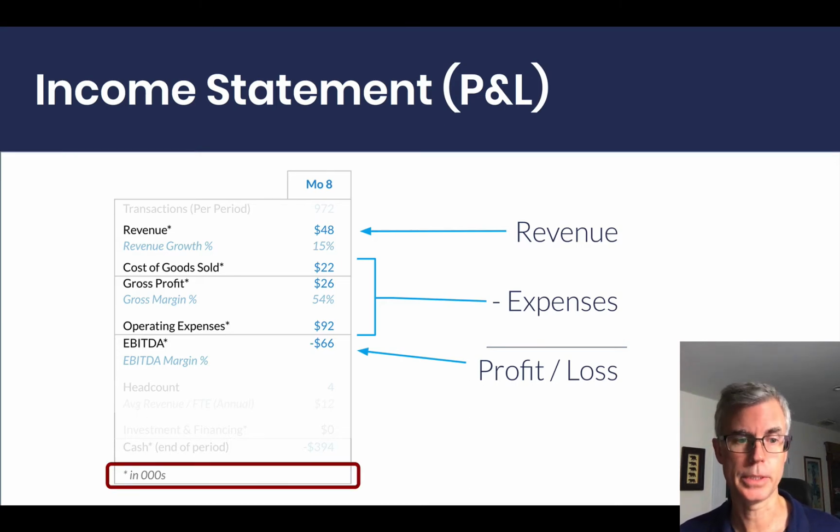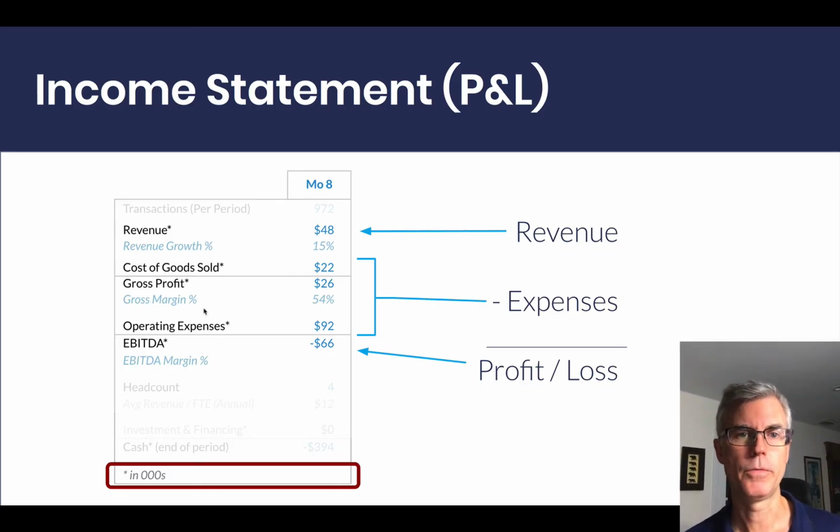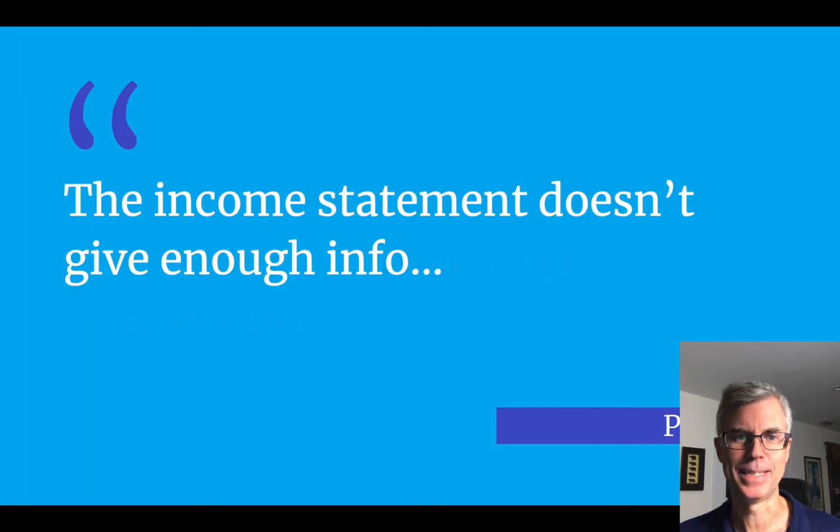So one thing I do to simplify is I do everything in thousands. So to make it easier to understand, I get rid of all the decimals and I do all the dollars in thousands. So when it says revenue 48, that actually means 48,000. When it says cost of goods sold 22, that means 22,000. Again, no decimals, no thousands, keeps it really simple. And eventually, when your company is successful, you can use millions instead of thousands. So then your revenue would be 48 million. Wouldn't that be cool? So again, this is the best financial projections template that I've been able to come across.